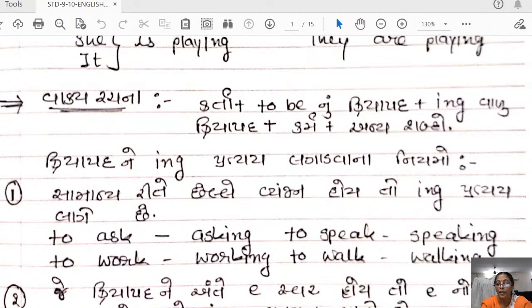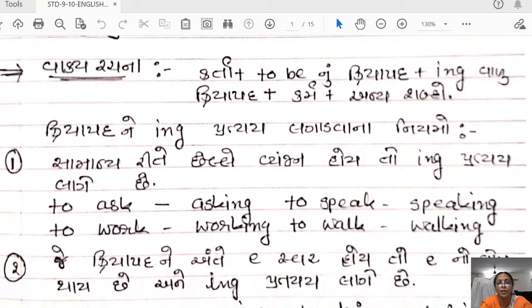Now go ahead. So this is the formation of present continuous tense in which comes karta plus to be means subject plus to be verb plus ing verb plus object plus another words.